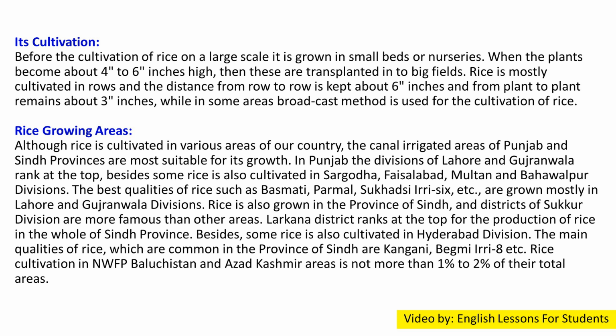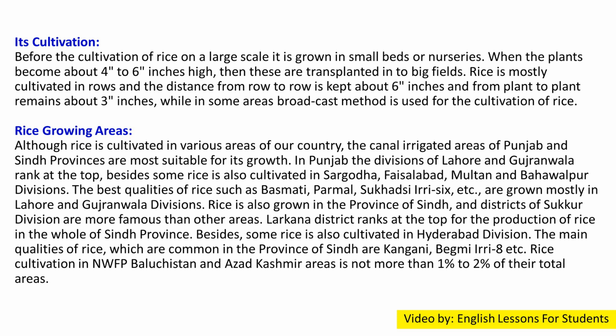Rice is also grown in the province of Sindh, and districts of Sakha division are more famous than other areas. Larkana district ranks at the top for the production of rice in the whole of Sindh province. Besides, some rice is also cultivated in Hyderabad division. The main qualities of rice which are common in the province of Sindh are Kangni, Bigmi, Eri 8, etc. Rice cultivation in NWFP, Balochistan and Azad Kashmir areas is not more than 1% to 2% of their total areas.